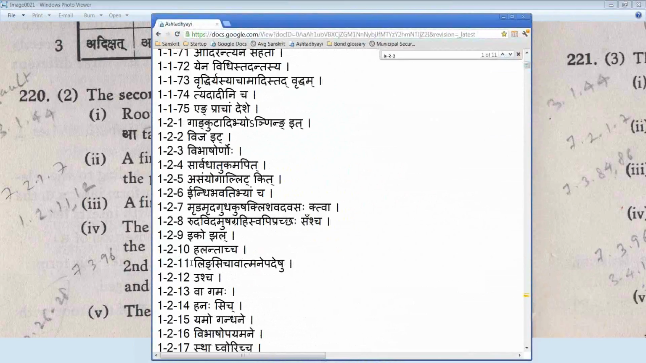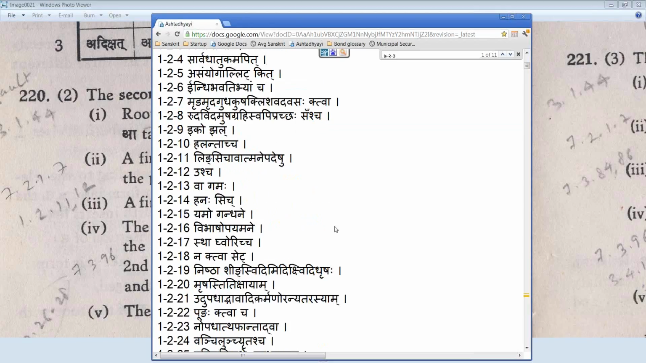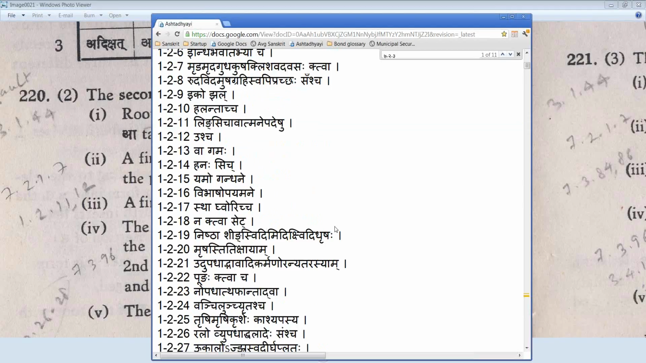Ling sicha atmanepadeshu and ushcha. Okay, so let's go back and review them very quickly here, because that time we were focusing on ling, but now we have sich. So ling sicha atmanepadeshu. This section, as we have remarked many times, from 1.2.1, which is gangkuta dibjo vanying nyit, up to 1.2.26, is where Panini prescribes certain elements to be kit or nyit.